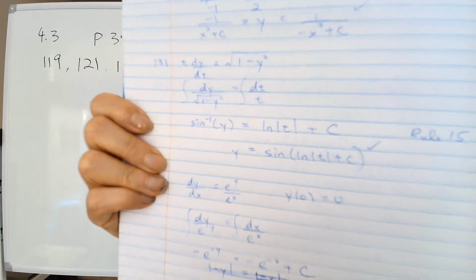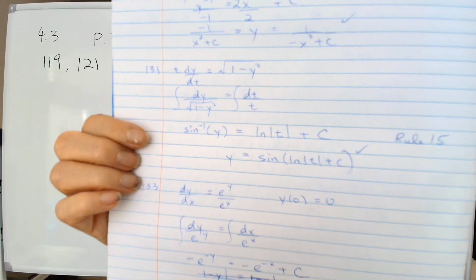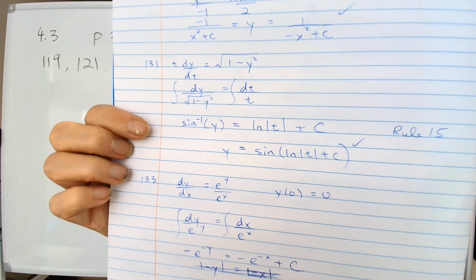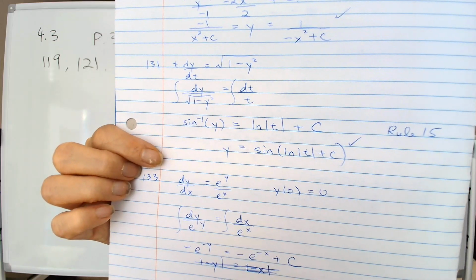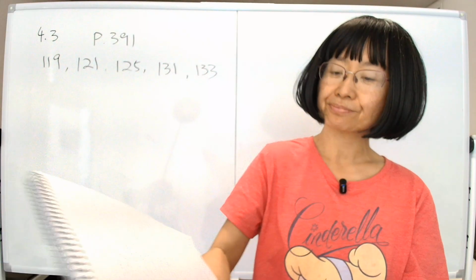And then 131, similar situation. We have a standard integral of 1 over the square root, which by rule 15 is a sine inverse of y. And then you solve for y by slapping sine on both sides, and that's your answer.